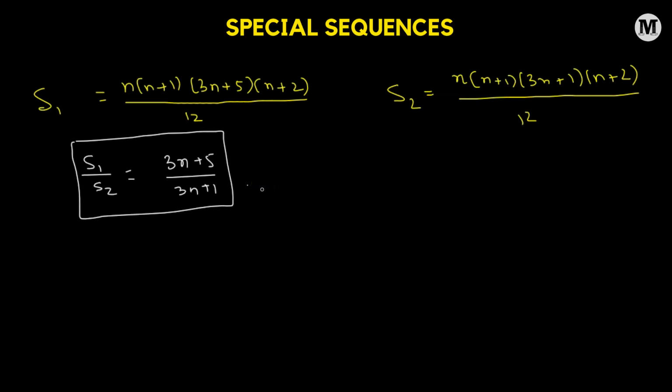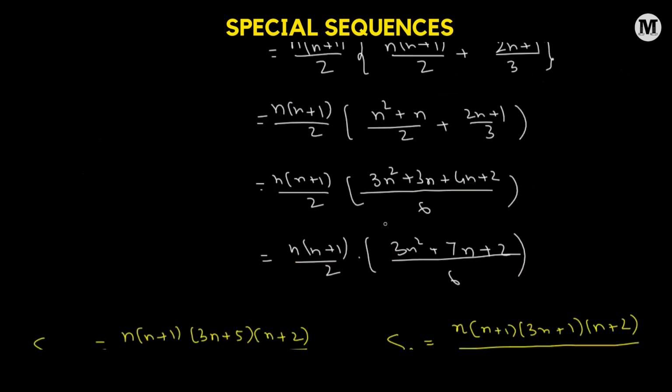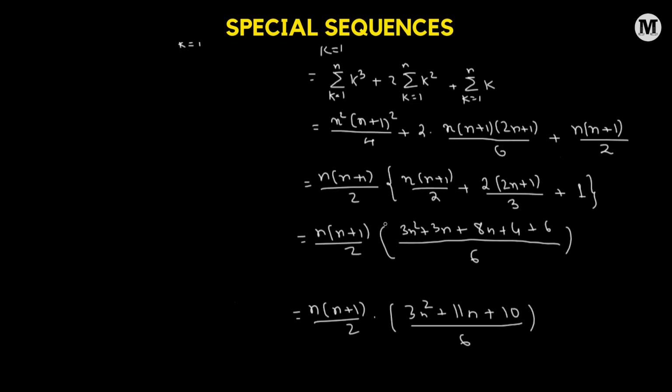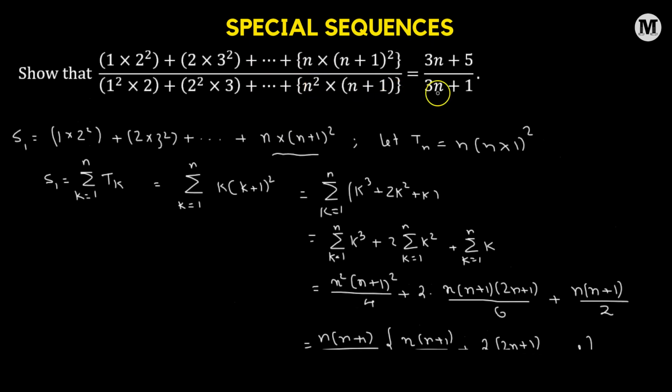So we have verified that the ratio of the two sums of the series, where the series is given by the following problem, comes out to be (3n plus 5) over (3n plus 1).